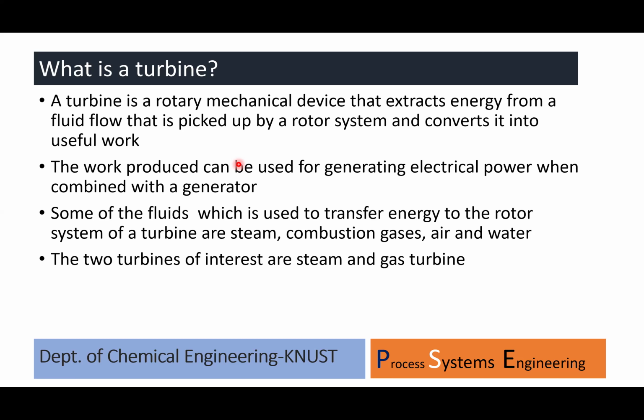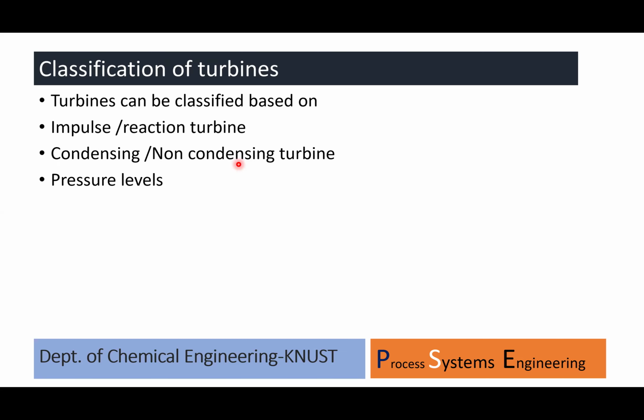We have a device. There's a fluid that flows over the blades of the device. It causes some kind of rotation, and then we can generate energy from that. Right. Some of the fluids that we use to transfer energy, we have steam, we have some gases, we can even use air and then water. Right. So the two turbines that we are really interested in are the steam turbine and then the gas turbine.